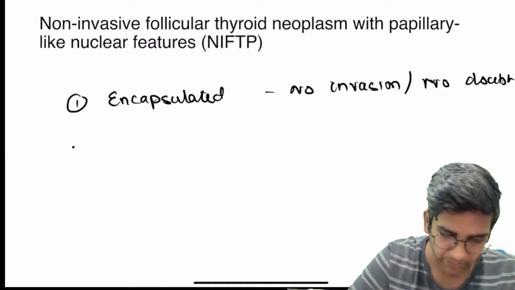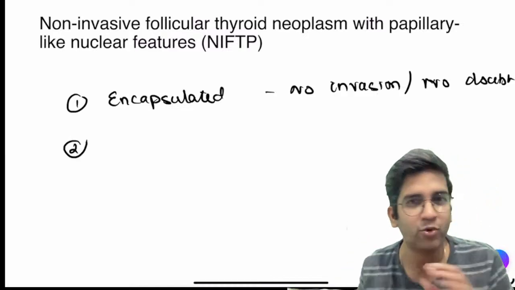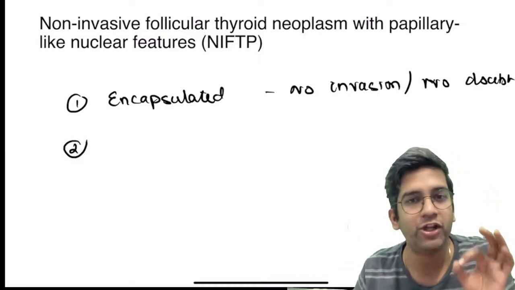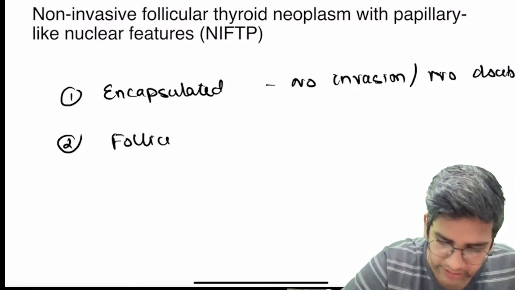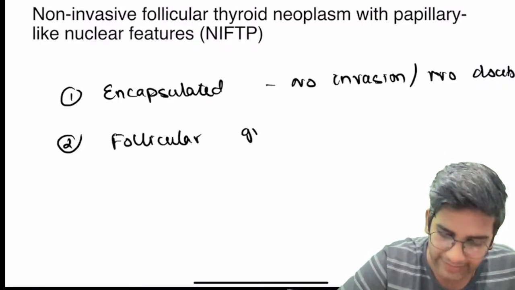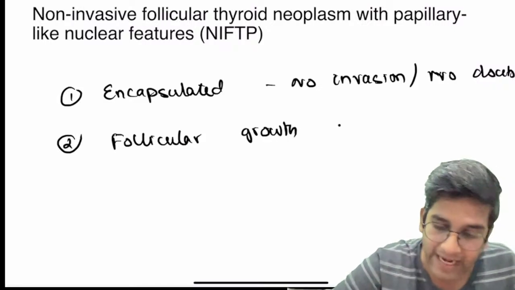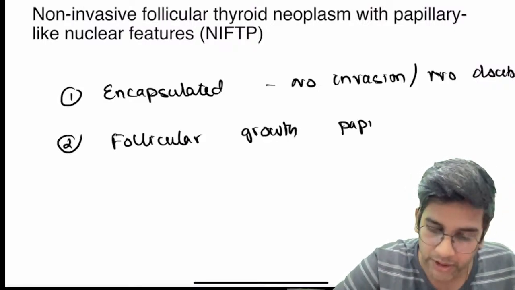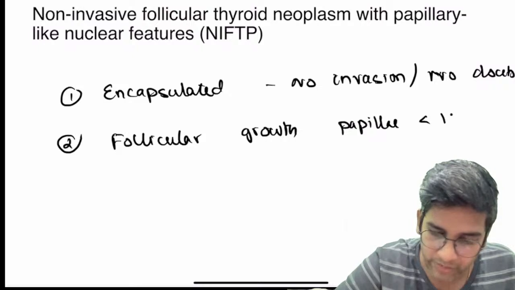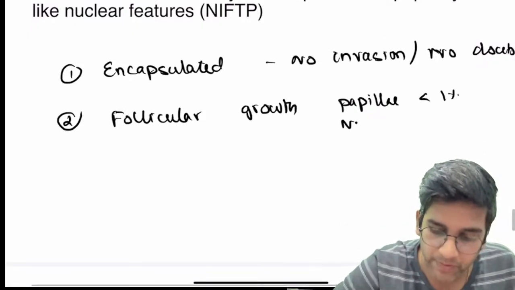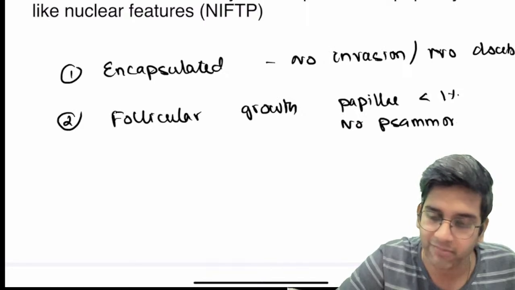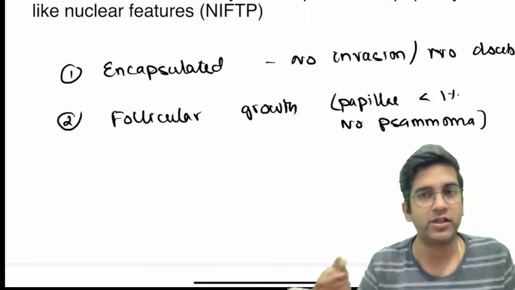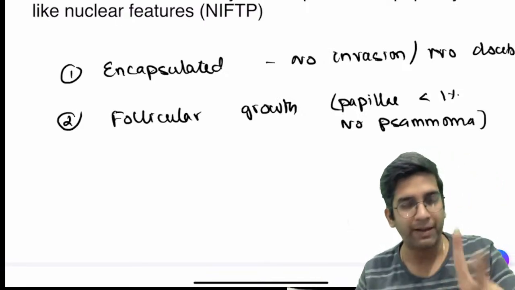That's my second point. If you know the abbreviation, we can know most of the points here. I should have follicular growth pattern. That is important. I should have follicles or a follicular growth pattern. That's the second finding. And papillae should be less than 1%. If they are there, there should be no psammoma bodies. If you see a single psammoma, I'm not going to consider it as an NIFTP. No psammoma bodies, papillae less than 1%.